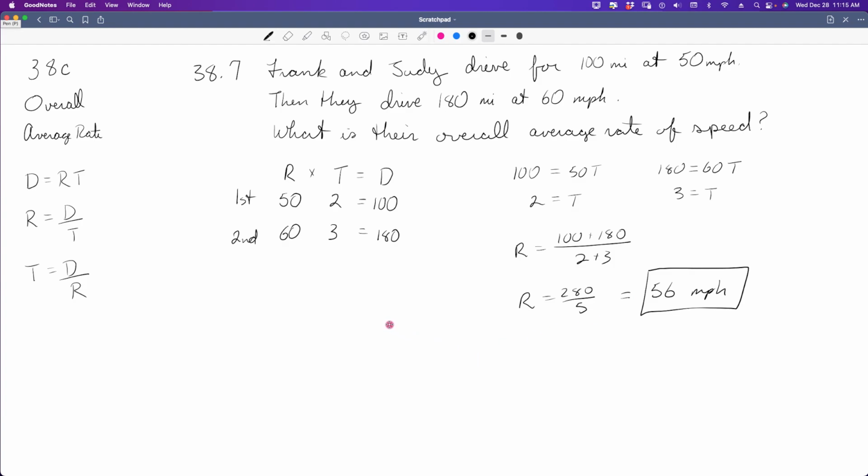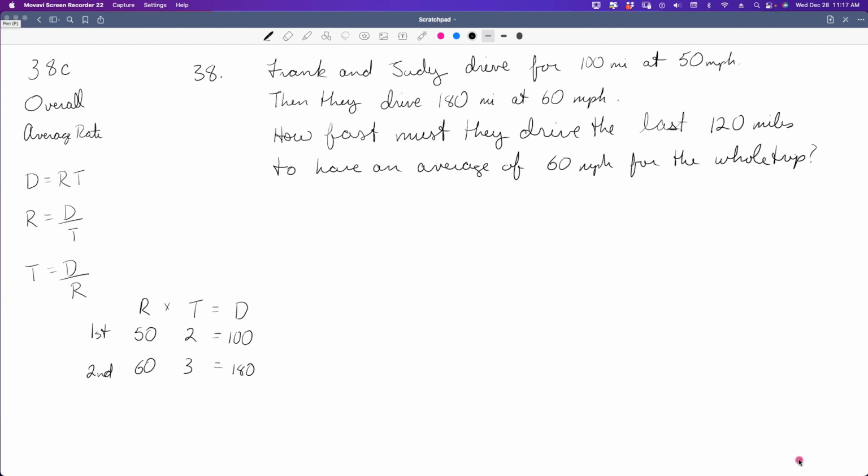So let's look at 38.8. We're going to throw a little wrench in this, and now we're going to try to find something else with missing information. So let's try that one. All right, so the problem starts out the same way. This is 38.8. Frank and Judy drive for 100 miles at 50 miles per hour. Then they drive 180 miles at 60 miles per hour. That's the same. We still have the first and the second leg solved. How fast must they drive the last 120 miles to have an average of 60 miles per hour for the whole trip?